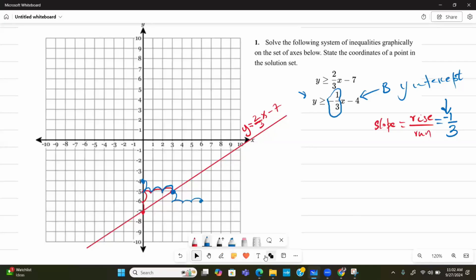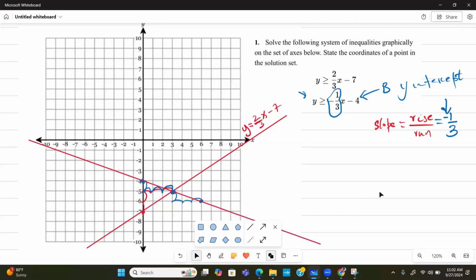But let me just quickly grab the line associated with this inequality. This line is going to be y equals -1/3 x minus 4. So here we have the two lines, right? These lines will help us now to shade.